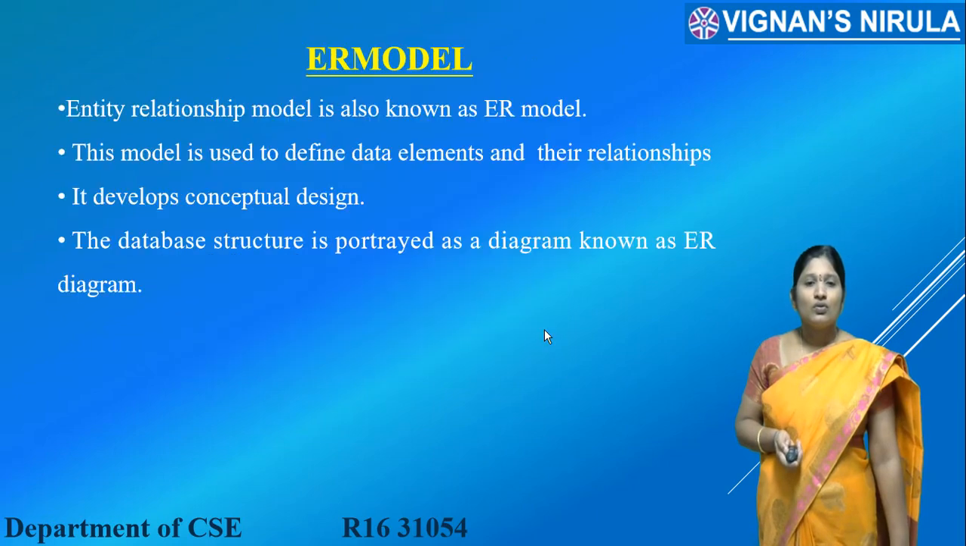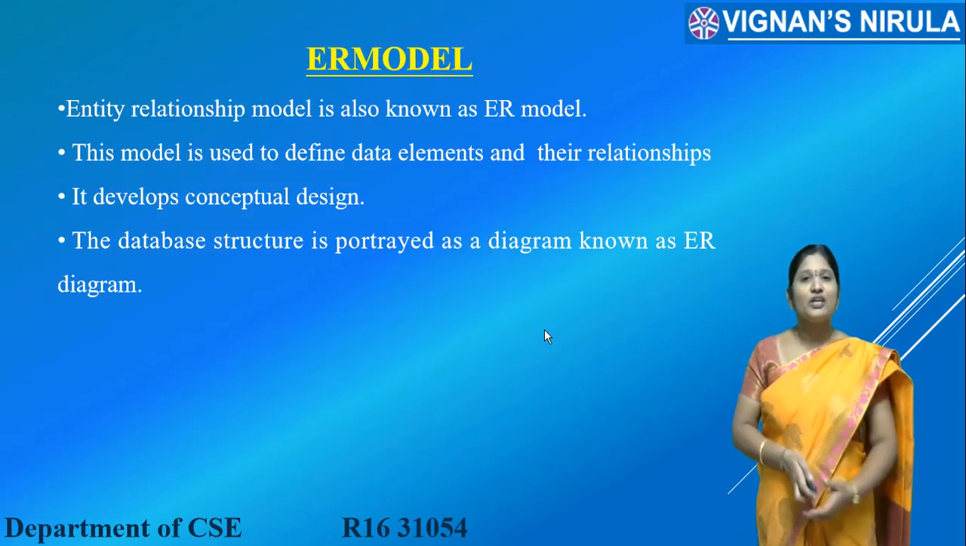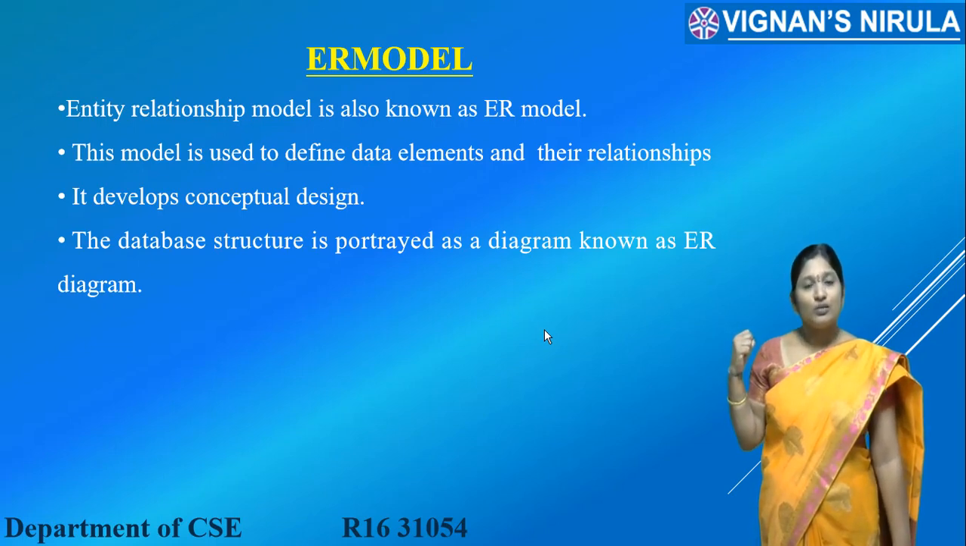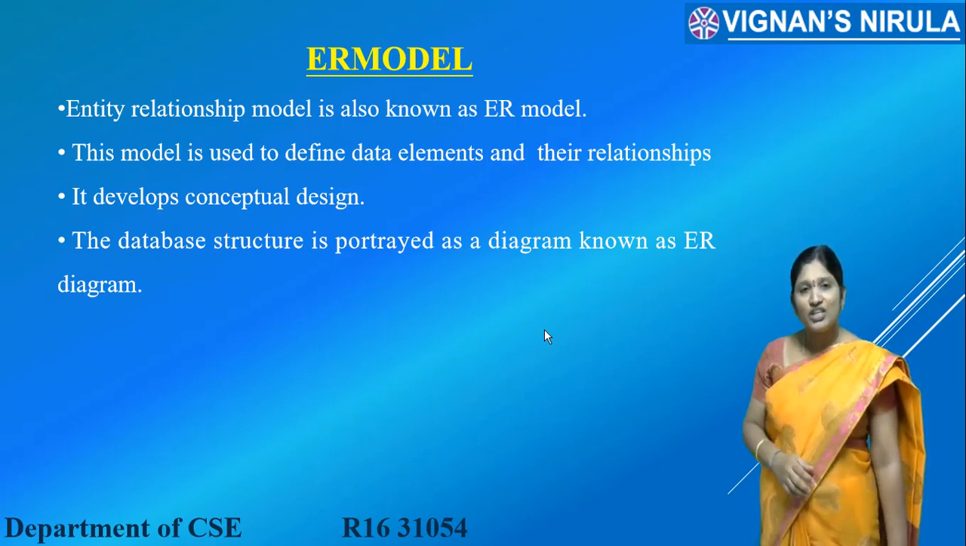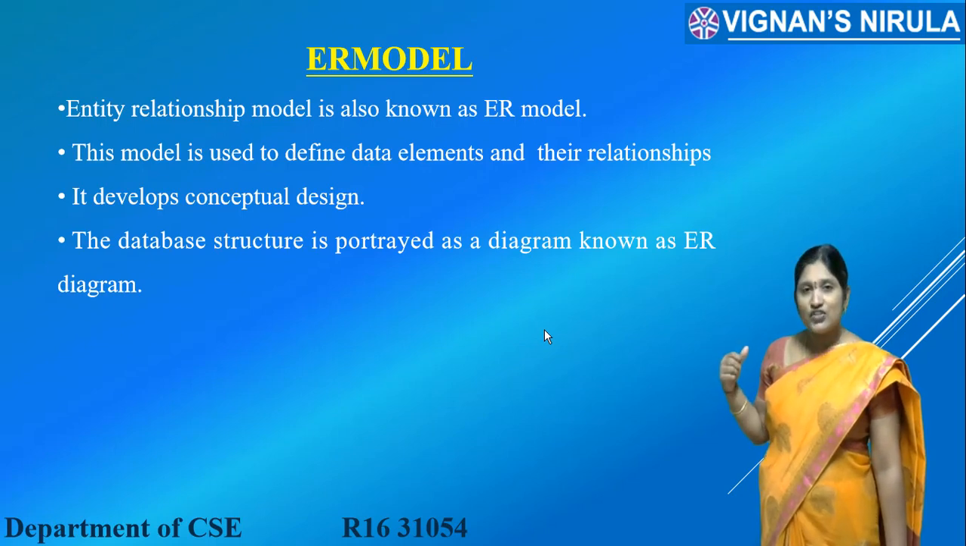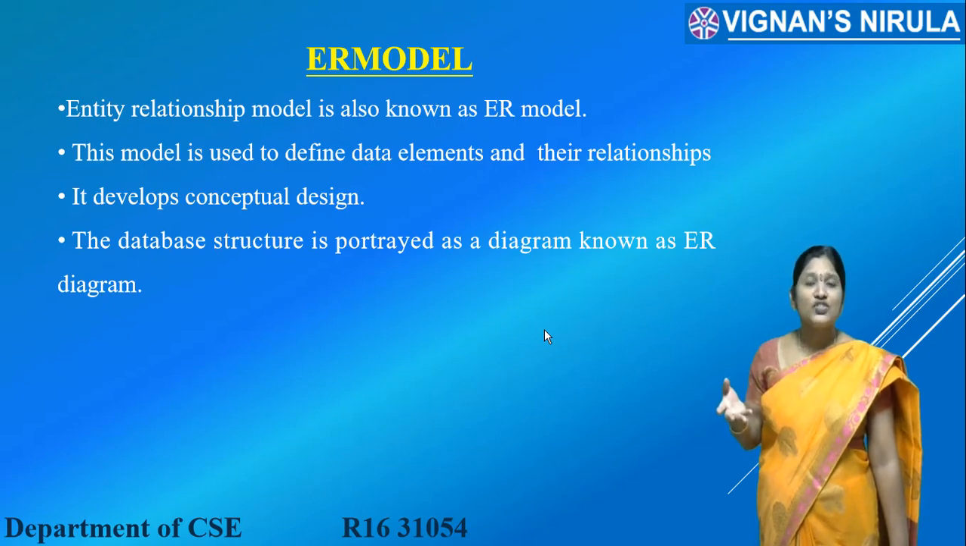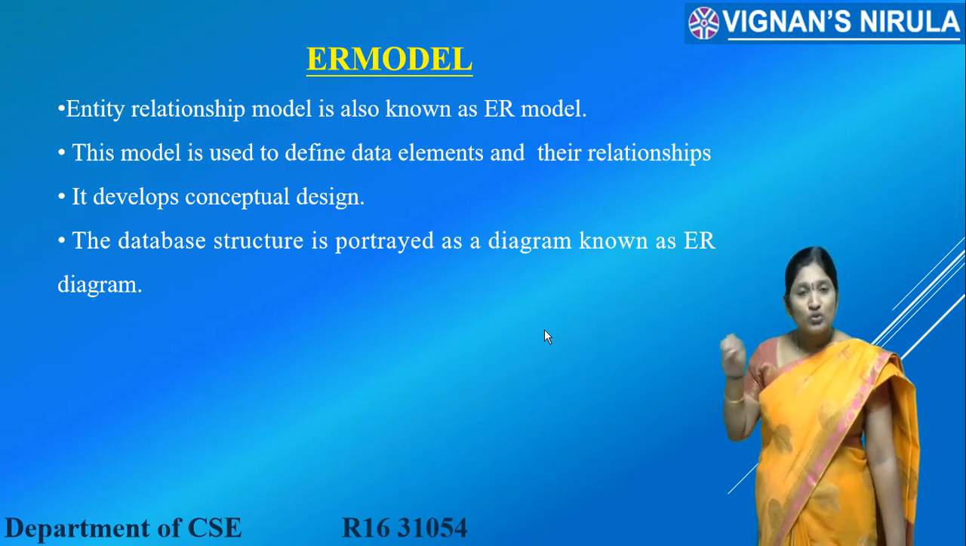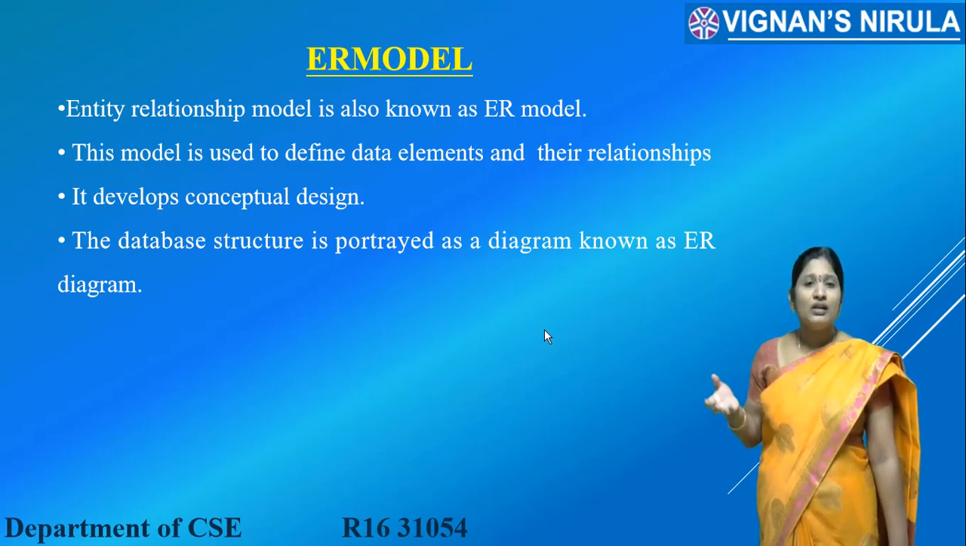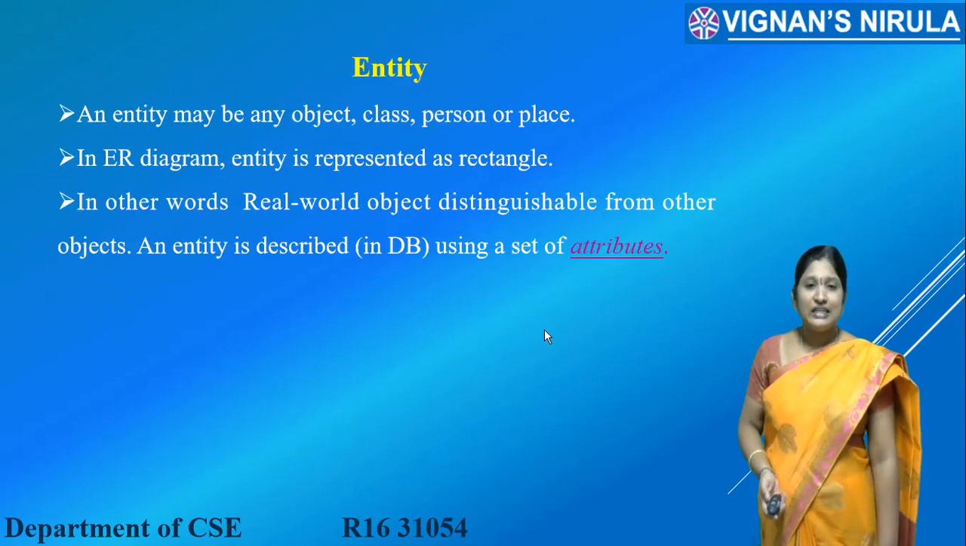So, coming to the first type of data model, that is nothing but the ER model. As its name indicates, what is the meaning of ER? Entity relationship model. So everything in the database can be defined as a collection of entities and a collection of relationships among these entities. This type of model is called the ER model, and it can be used to portray the database structure in terms of ER diagrams.